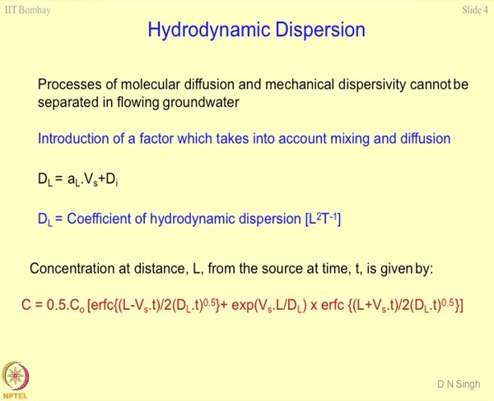So diffusion is always because of molecular activity, and mechanical dispersivity. When you are stirring the fluid with a spoon or with some stirrer, you are providing a lot of energy into the system, and the entire sugar disappears, and the tea becomes sweet or saturated. So introduction of a factor which takes into account mixing and diffusion will yield this type of a function, where DL is the coefficient of hydrodynamic dispersion, which is a function of simple dispersion plus DI, the diffusion coefficient. So DI corresponds to molecular diffusion, and AL Vs corresponds to mechanical dispersivity. Clear? So it's nothing but the combination of the two.